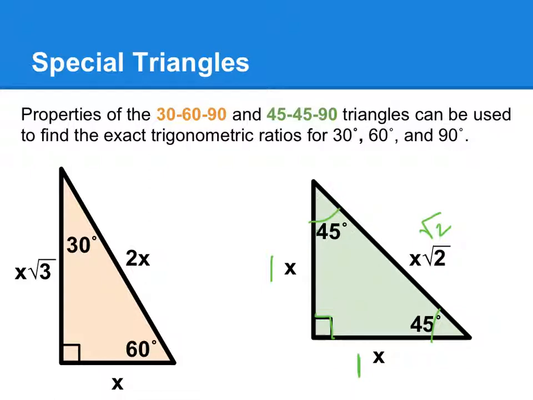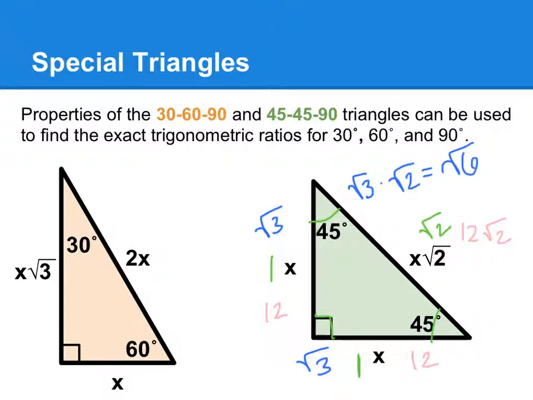Now let's say I want x to be, make something up, 12. That means that this side is 12. That means that this side would be 12 square root of 2. Notice the pattern? Let's get a little fancy now. Let's say I want this to be square root of 3. Well, then this side over here would be square root of 3. This side over here would be square root of 3 times square root of 2, or square root of 6.